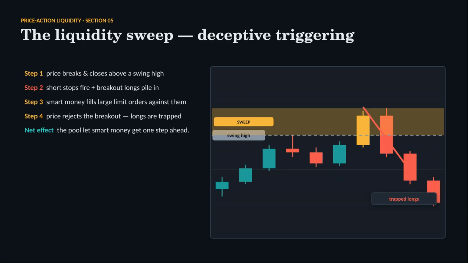A sweep is when price pokes just past a swing point, triggers the stops resting there, and then reverses. It looks like a breakout, that's the point. It's deceptive triggering. Price nudges above the high, everyone's buy stops fire, the breakout traders pile in long, and then price snaps back down and traps them. Those trapped orders become fuel. The sweep isn't the move you want to trade with, it's the move that shows you where the real move is about to come from.